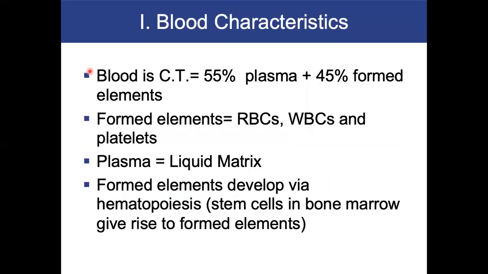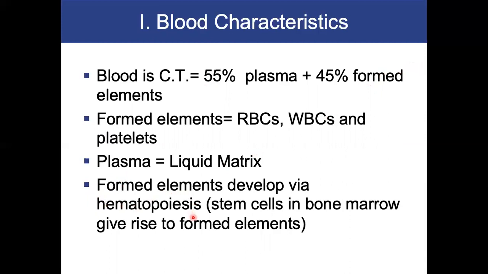Blood is connective tissue. So in anatomy, when you covered the various connective tissues, blood was one of them. It is unique because the formed elements are actually the cells. So your red blood cells, white blood cells, and platelets are the formed elements, and the plasma is your liquid matrix. So it's unique in the fact that the plasma is liquid matrix. In most connective tissues, a matrix is solid. So 55% of the blood is plasma, 45% are the formed elements, the red blood cells, white blood cells, and platelets. Formed elements develop via hematopoiesis in red bone marrow.